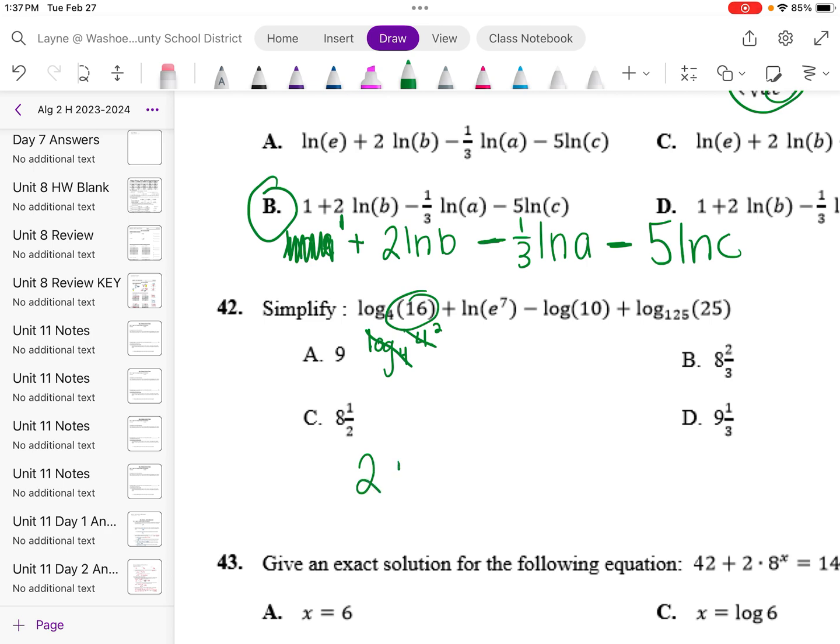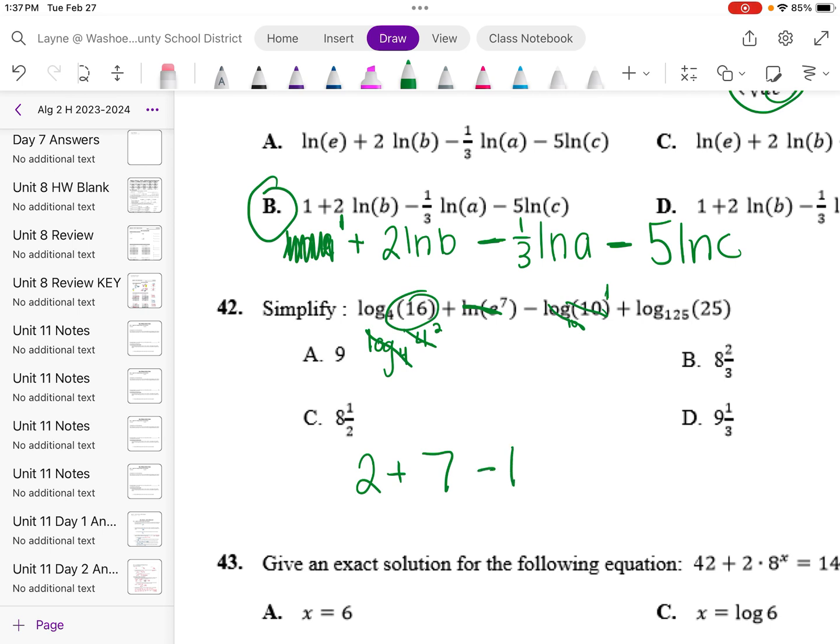And then natural log and e cancel each other out, so that part becomes 7. Even though it's not written, this is a log base 10. So log base 10 of 10, that cancels, and we're left with just the exponent there, which is 1.